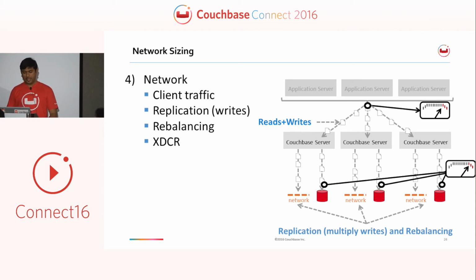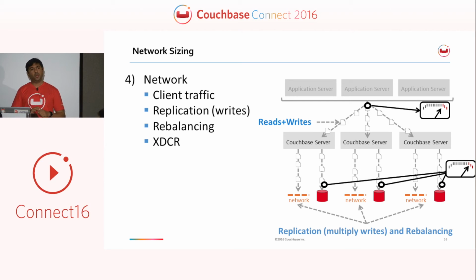Network is again least when compared to RAM and disk, but it's also crucial, mostly because network is what drives the client traffic, and also the replication in case of writes, because it has to replicate the data, and during rebalancing and XDCR. During rebalance, it's going to pull the data from one node and distribute it across the cluster. So you want a high-throughput, low-latency network so that you can get the data as quickly as possible.